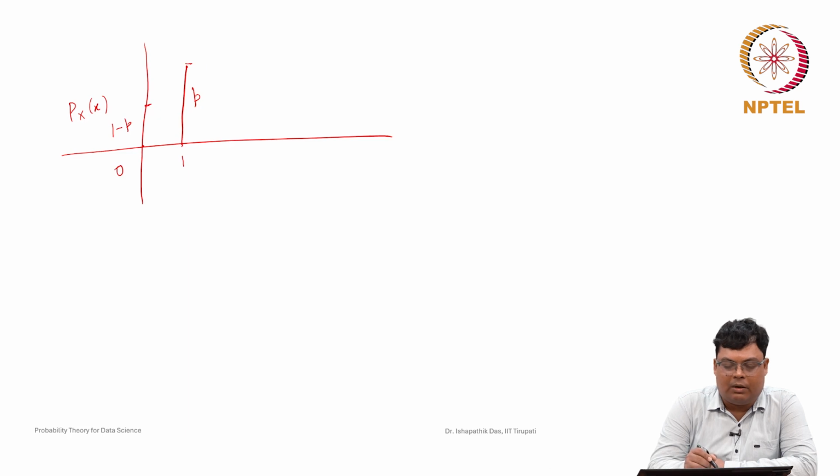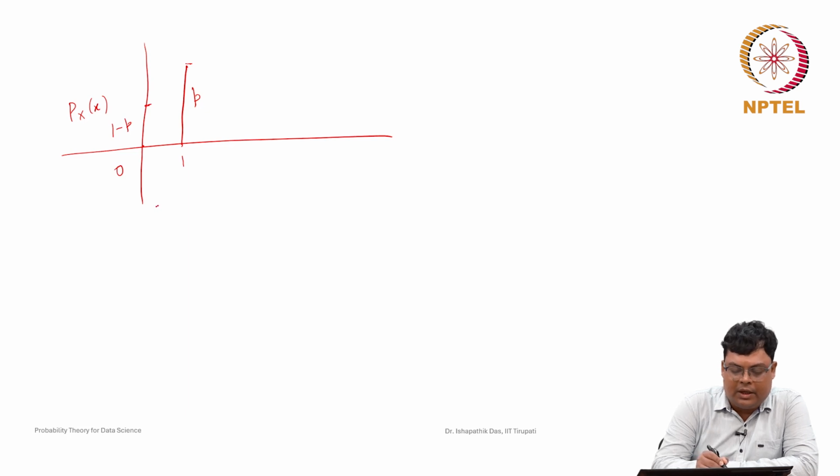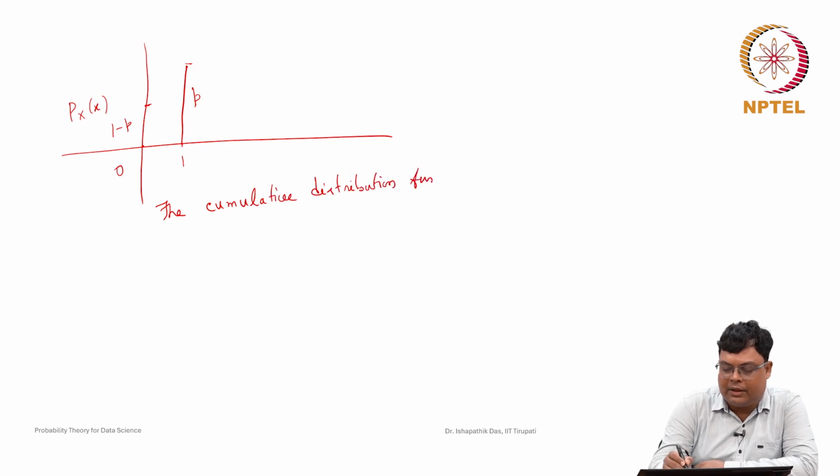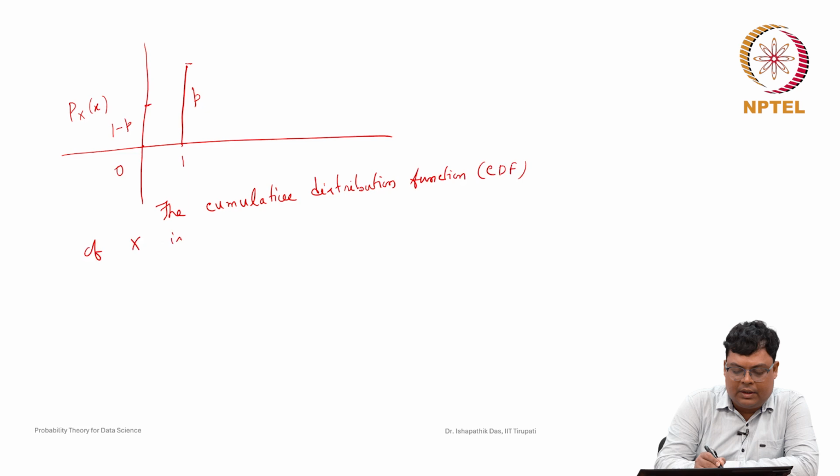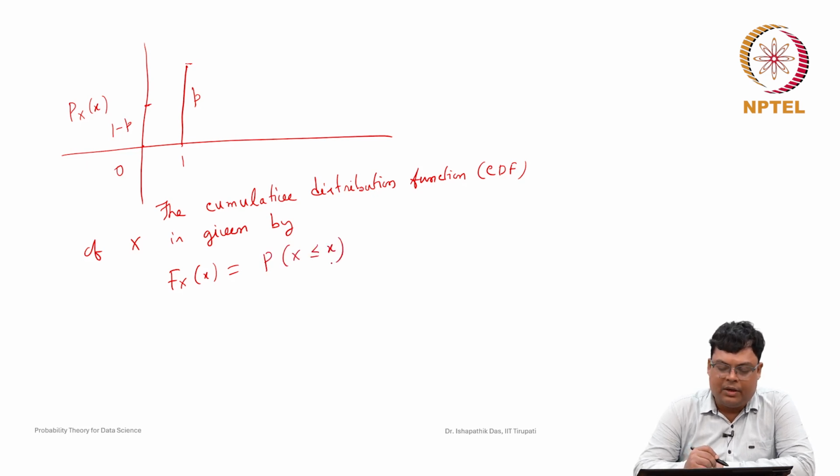Now, what will be the cumulative distribution function? How will we find the cumulative distribution function? The CDF of x is given by F of x, which is nothing but the probability that X is less than or equal to x. So, how will we find that? See that the probability mass function takes only 0 and 1.